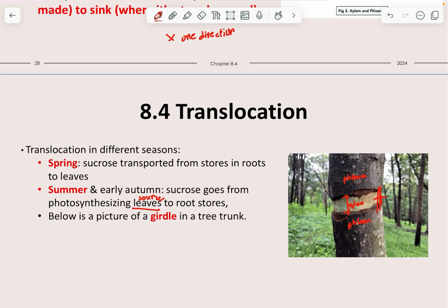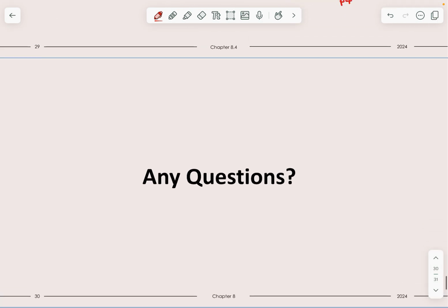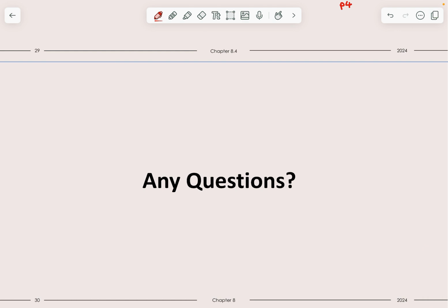You will see this in paper 4. Okay, any questions for this chapter? We have come to the end. The next chapter will be chapter 9, transport in animals, which relates to the heart a lot.